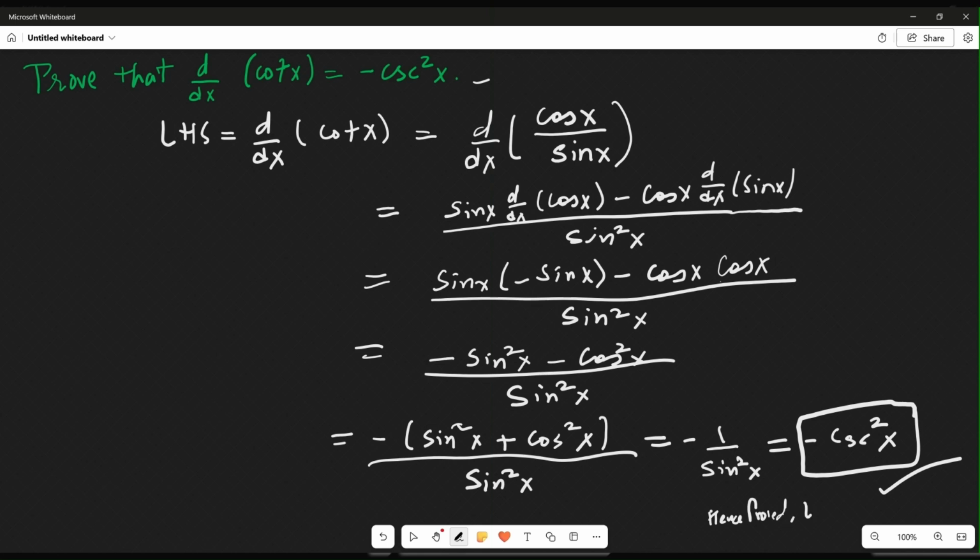And hence proved, the left hand side is equal to the right hand side.